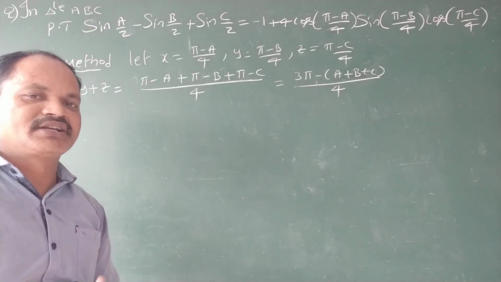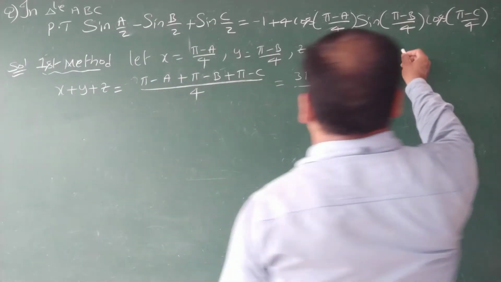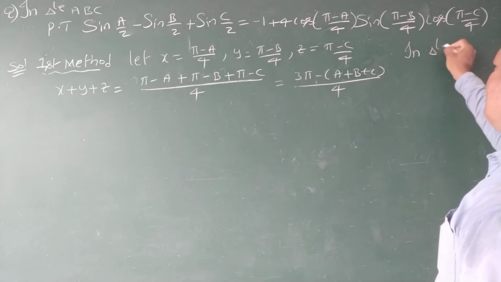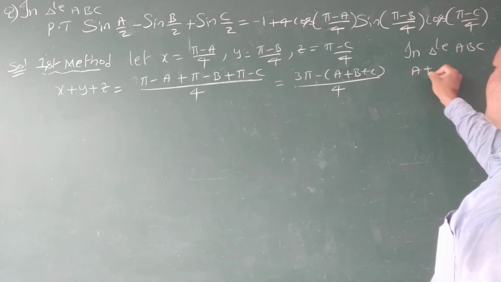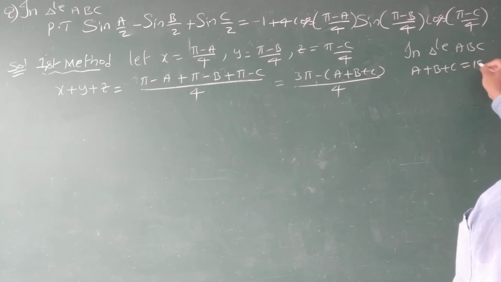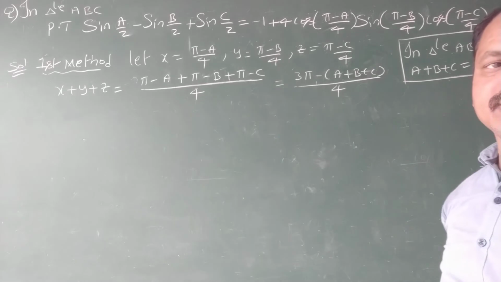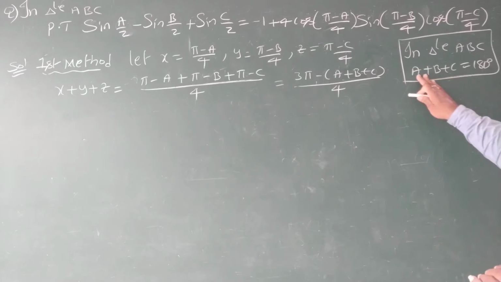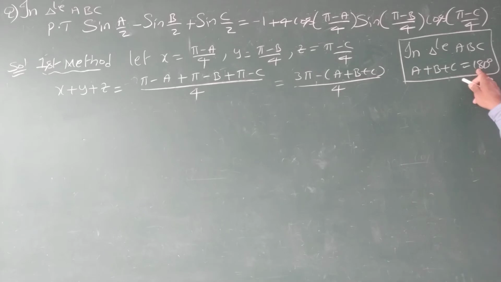ABC, the sum of the angles is 180 degrees. That means in triangle ABC, A plus B plus C is equal to 180 degrees. Now from this, in place of A plus B plus C, 180 degrees means pi radians.